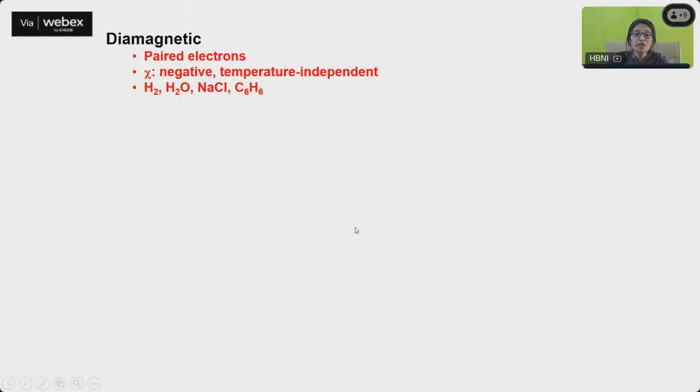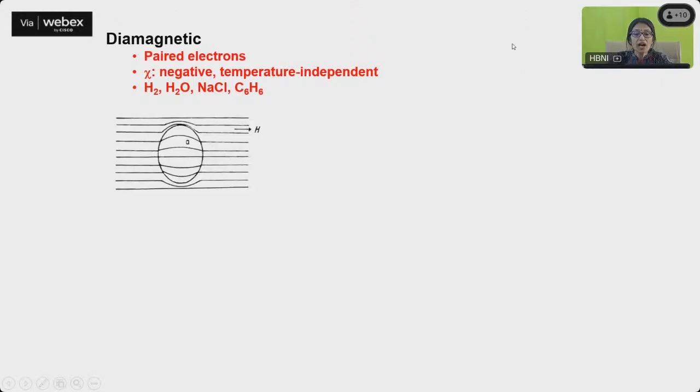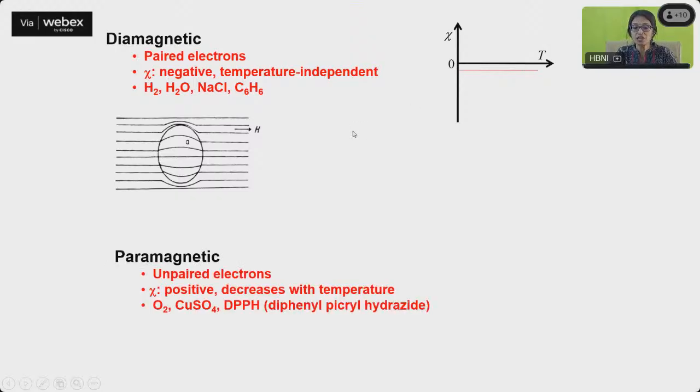If you talk about diamagnetic materials, they all have paired electrons. In this case, the susceptibility is going to be negative. It is temperature independent. If you place a diamagnetic material within the magnetic lines of force of an external magnetic field, you will see that these lines of force are deflected from this material, and this is how it is going to look. If you plot susceptibility versus temperature, the susceptibility value is negative, and you can see it is temperature independent.